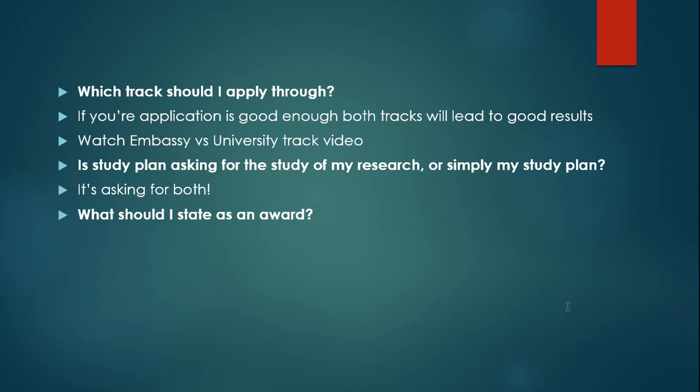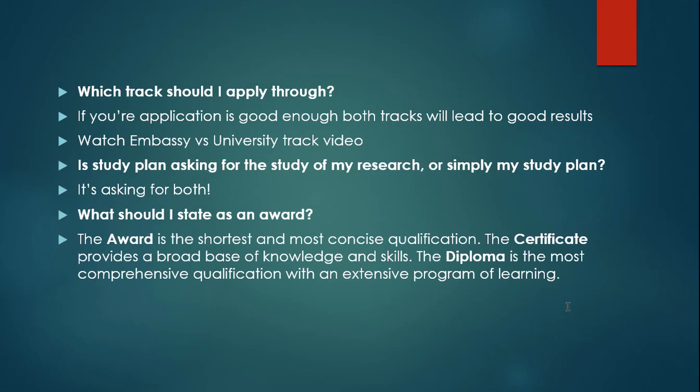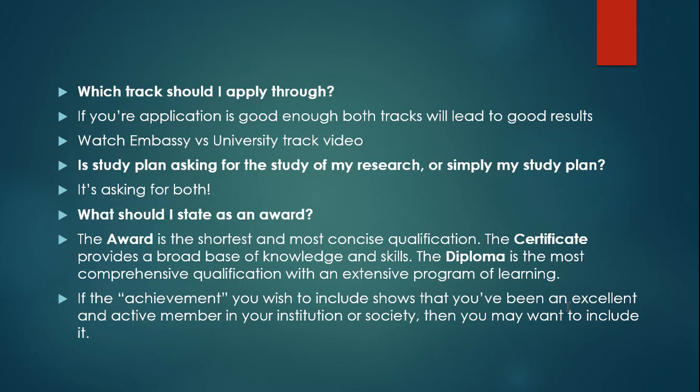Next, what should I state as an award? So we could start with a simple definition. The award is the shortest and most concise qualification. Certificate provides a broad base of knowledge and skills, whereas the diploma is the most comprehensive qualification with an extensive program of learning. This simply will show you which one is which. But at the end of the day, if the achievement you wish to include shows that you've been an excellent and active member in your institution or society, then you may want to include it. This is the bottom line and the core of it, guys. If I were you, I would just include everything.